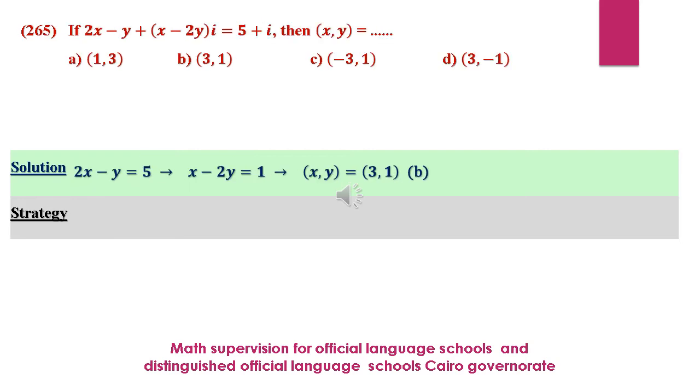(2x - y) + (x - 2y)i = 5 + i, then the ordered pair (x, y) equals what? The real part here, 2x - y, equals the real part there, 5. And also the imaginary part, x - 2y, equals the imaginary part, 1. By solving these two equations together, we get x and y, which will be 3 and 1.